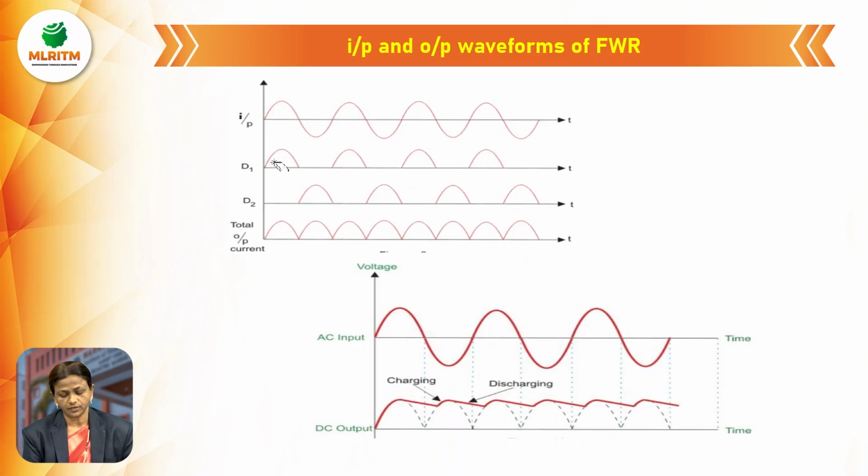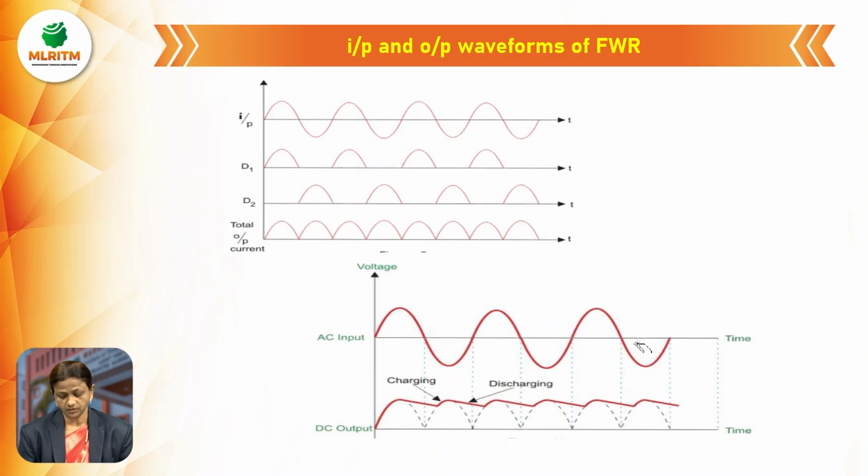During the positive half cycle, diode D1 is in on condition, so you can get the corresponding output from 0 to pi. Next, during the negative half cycle, diode D1 is in off condition. During this positive half cycle, you can get the corresponding output. Next, during the negative half cycle, diode D2 is in on condition, so you can get the corresponding output like this. You can combine these two, and the total output will be like this.